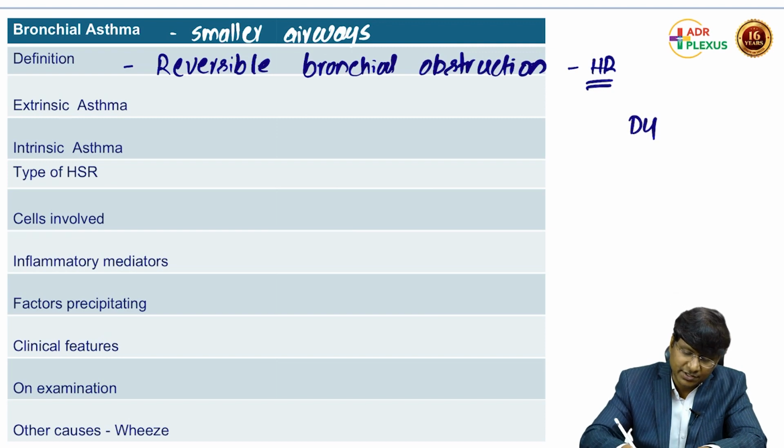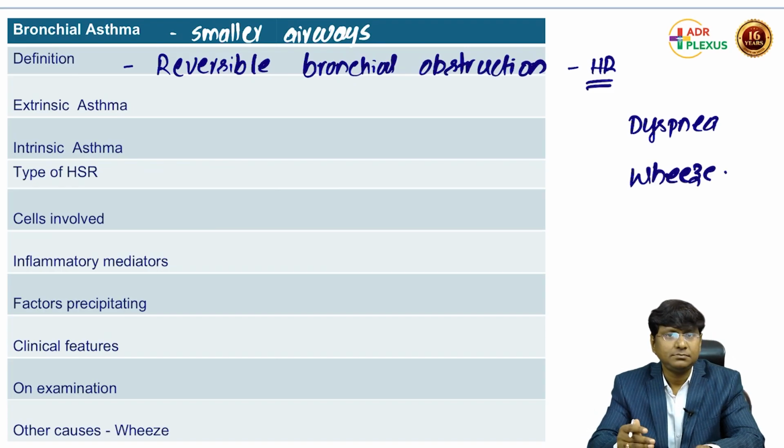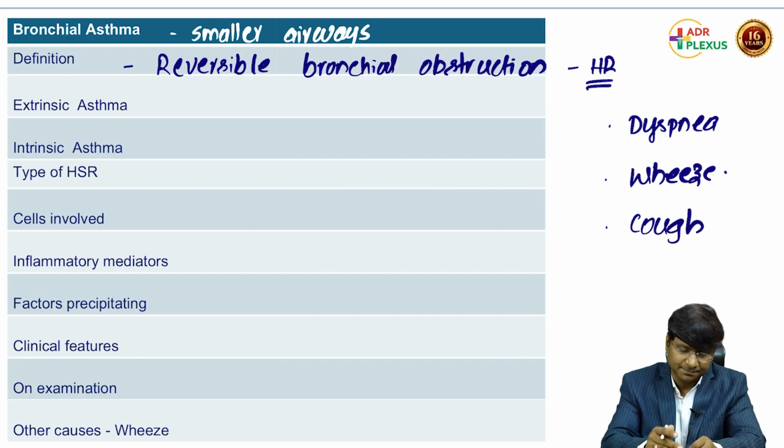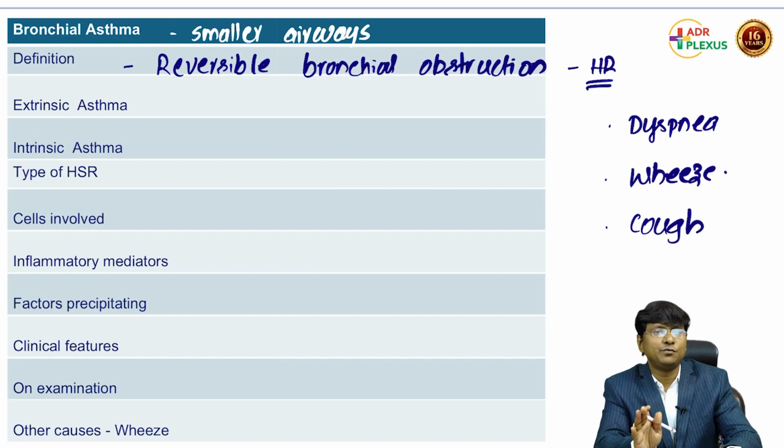The important clinical manifestations in these patients will be dyspnea as well as wheeze. Apart from that, these patients will also have cough with expectoration. And in asthma, we have two forms, extrinsic and intrinsic asthma.